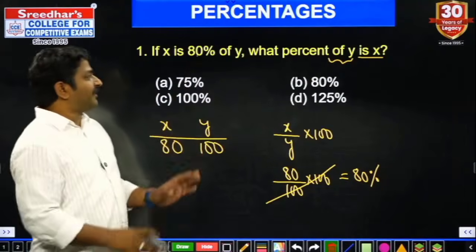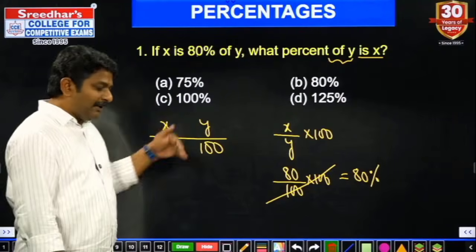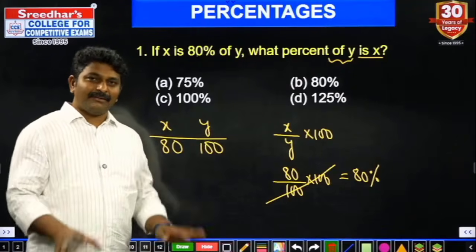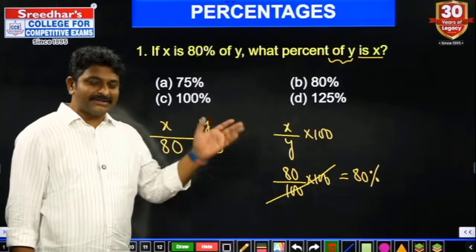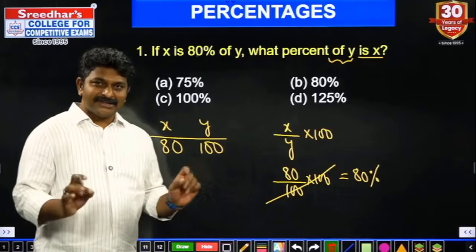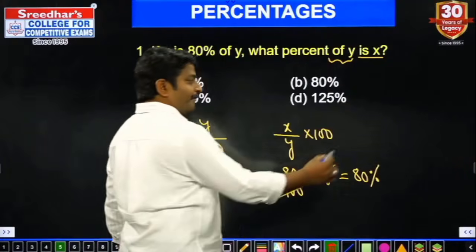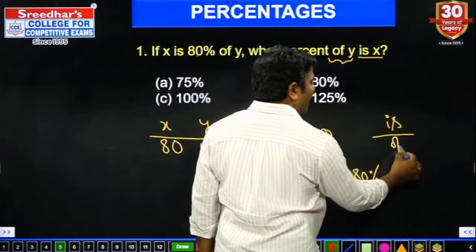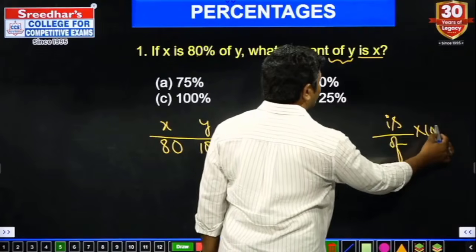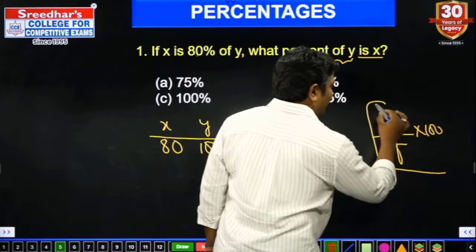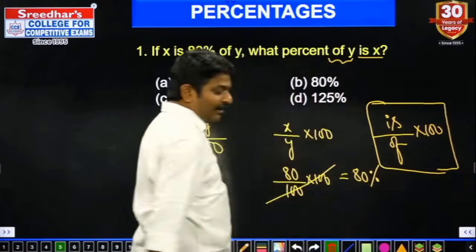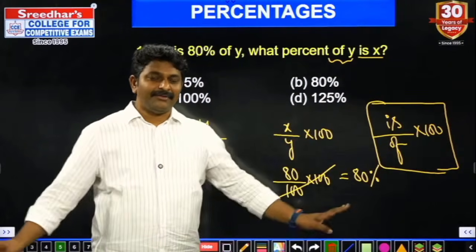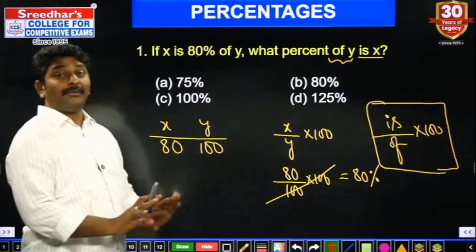Because this is the first question, I tried to explain by writing something, but otherwise you don't have to write anything for this question. Just remember our concept: is by of into 100. If this is there in your mind, you don't have to write anything for this question.